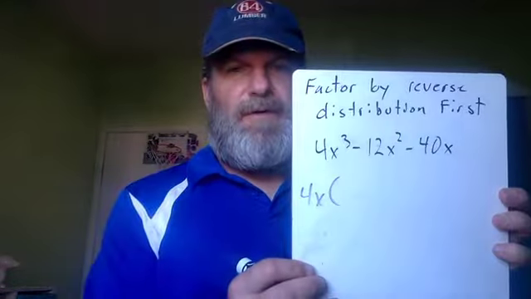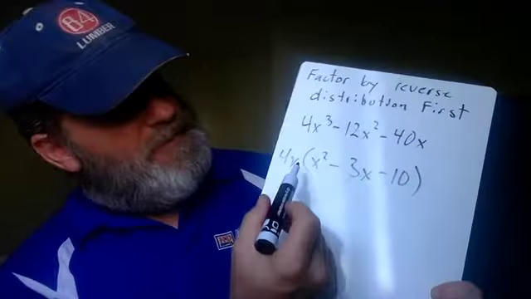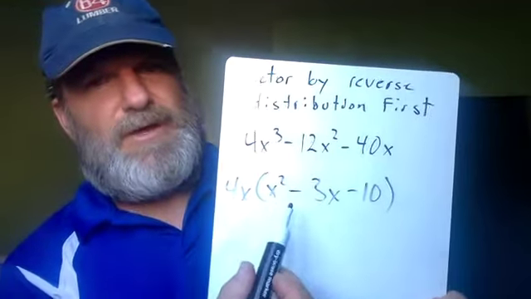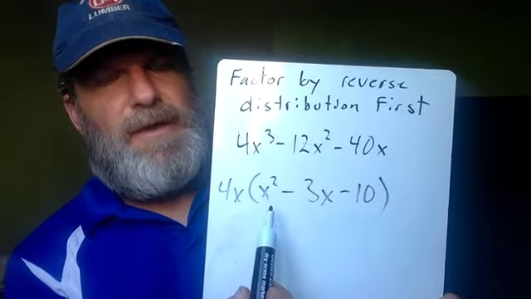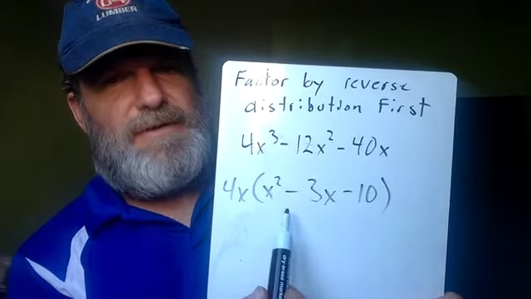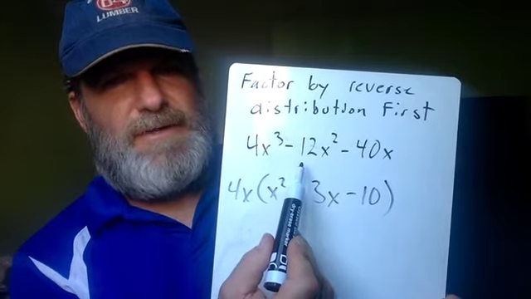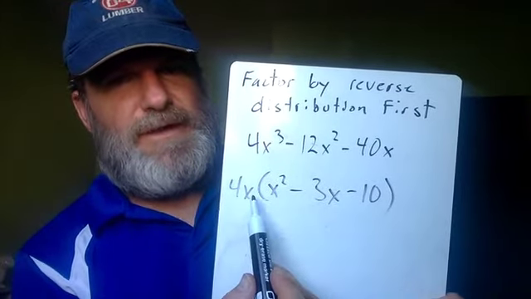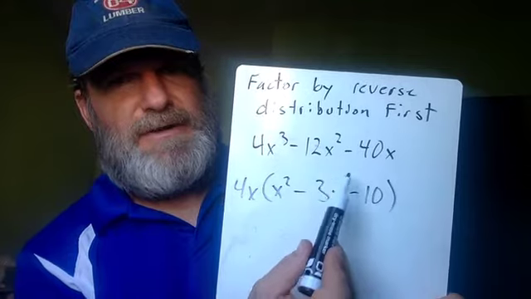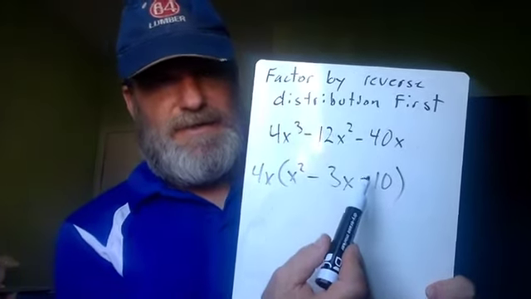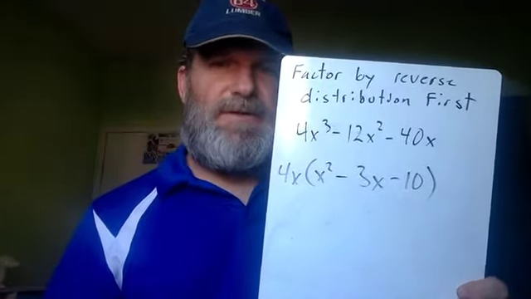All right, so what do you multiply 4x by to make it 4x to the third power? You multiply it by x squared. And what do you multiply 4x by to make it 12x squared? You multiply it by 3x, and then you multiply it by 10. So it looks like this. 4x times x squared gets you back to where you started, 4x to the third. And 4x times negative 3x gets you back to negative 12x squared. And then 4x times negative 10 gets you back to negative 40x.